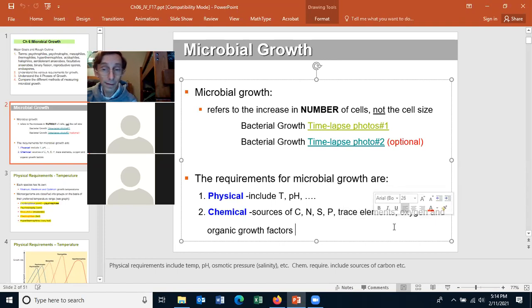Okay? Oxygen, of course, we breathe that in, and bacteria get it if they need it through diffusion. Organic growth factors, bacteria could require those. An organic growth factor that we require would be vitamin C, as well as almost all the other vitamins.